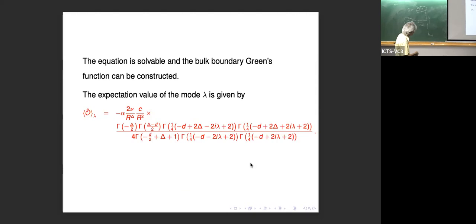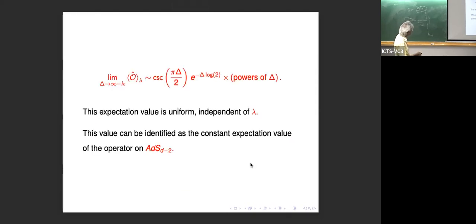You can see the correct dimensions and all come out. And if you take the large lambda limit, large delta limit, again that 1 by sine kind of structure comes. But this is pi delta by 2 now, right? It's always like this. In any dimension, it's pi delta by 2. And again, there is this delta log 2, powers of delta. But it's a different structure.